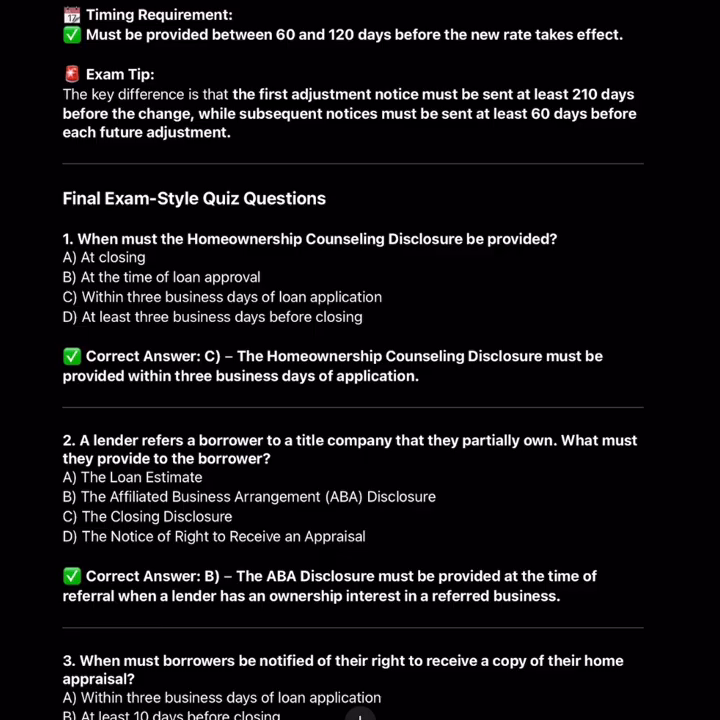Final exam-style quiz questions. 1. When must the homeownership counseling disclosure be provided? A. At closing. B. At the time of loan approval. C. Within 3 business days of loan application. D. At least 3 business days before closing. Correct answer, C. The homeownership counseling disclosure must be provided within 3 business days of application.